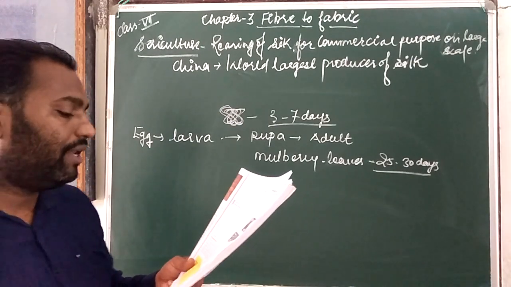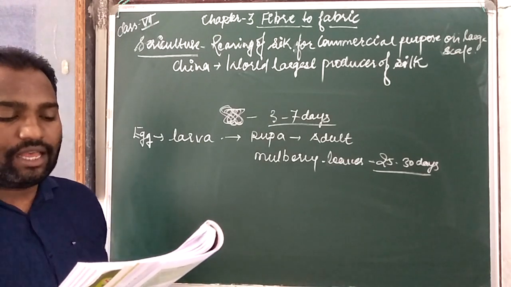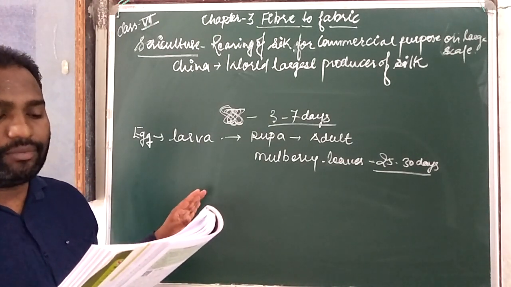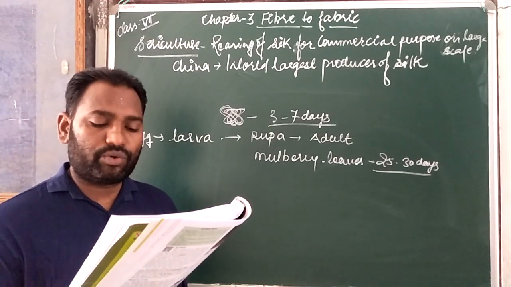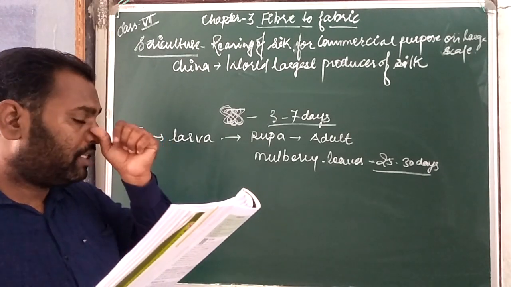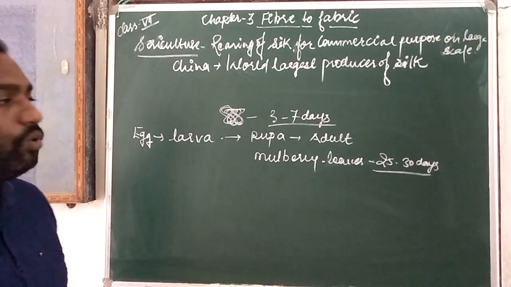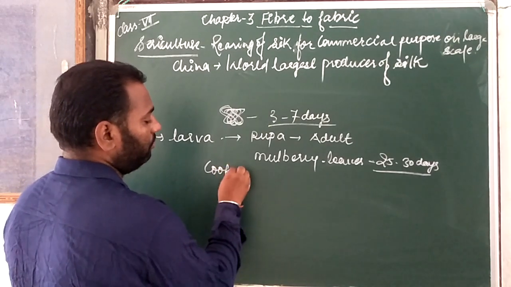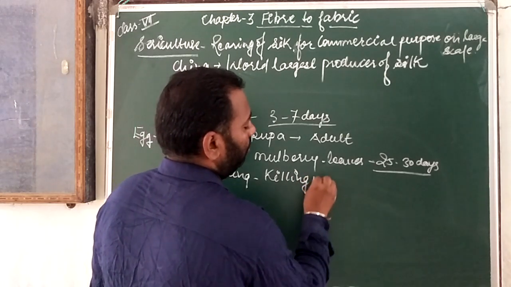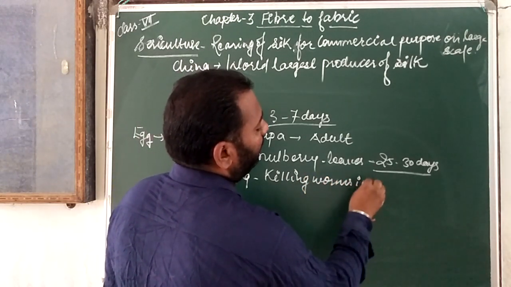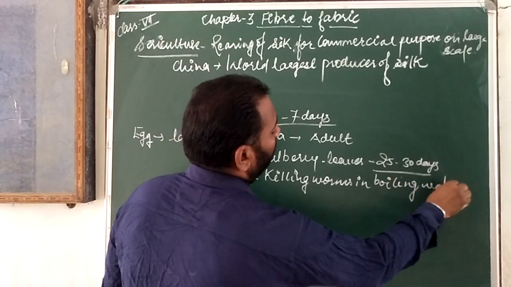It can also be done by boiling the cocoons in water, exposing them to steam, or treating them in ovens. These are the different ways it can be done. The process in which a large number of cocoons are boiled to kill the worms is called cooking. So cooking means killing worms in boiling water.